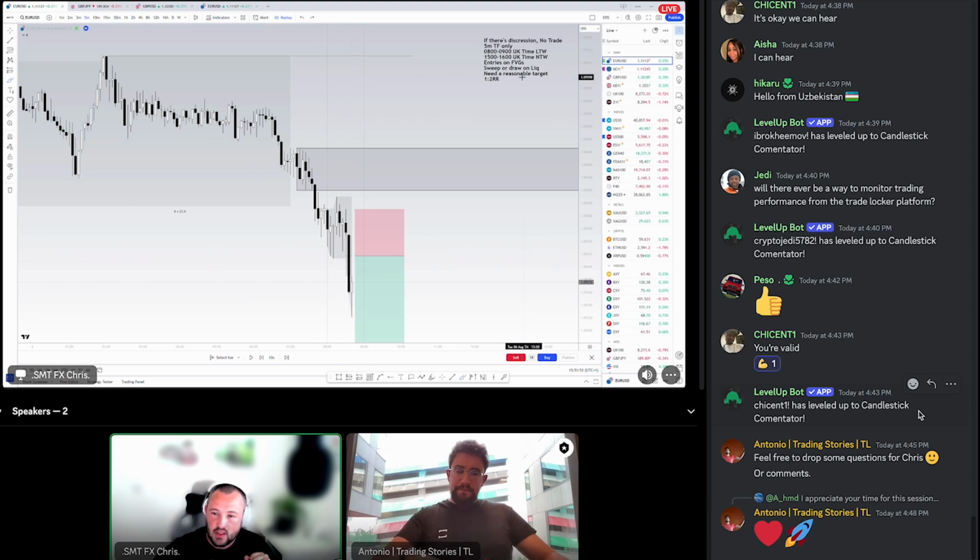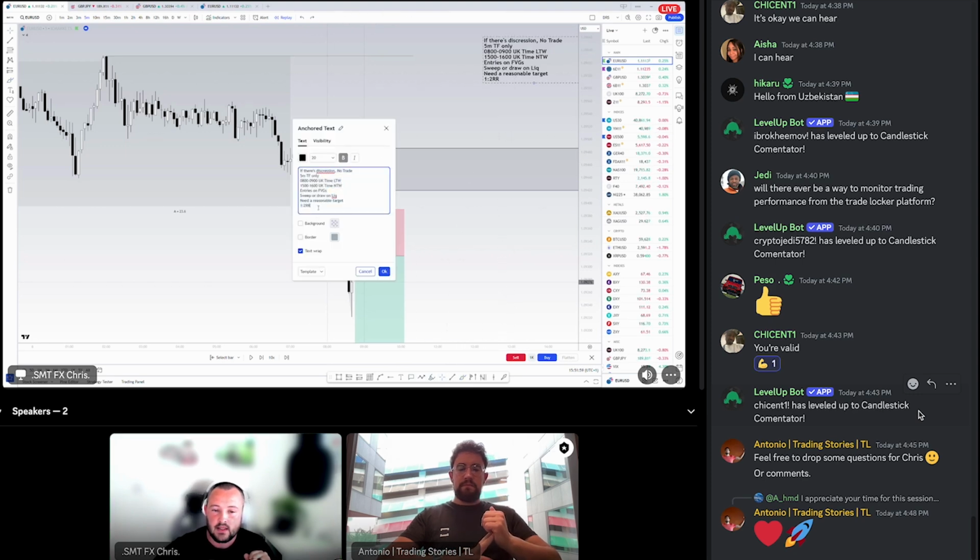One of the other things I didn't put in the rules up here is the fair value gap size and the stop loss size. So let's talk about that now. We're going to have a minimum stop loss of 5 pips. We're going to have a maximum stop loss of 20 pips.